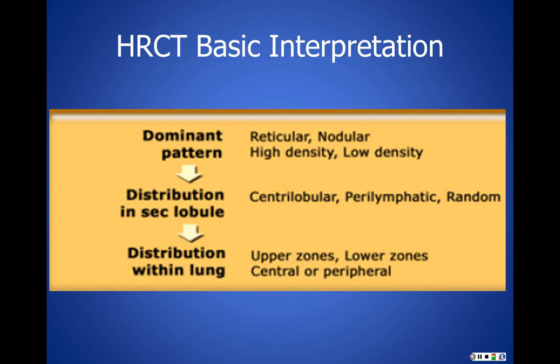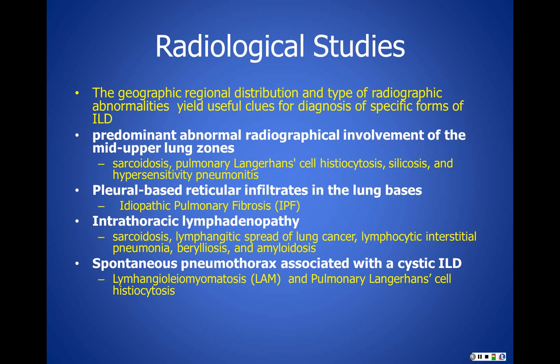Pulmonologists and chest radiologists are like real estate agents. We go for location. Where is the opacity? And the dominant pattern, distribution within the lungs. Is it the reticular pattern, nodular pattern, high density, low density, centrilobular or perilymphatic and random, whether it's upper zone or lower zone, or central or peripheral. I have a few slides for that.